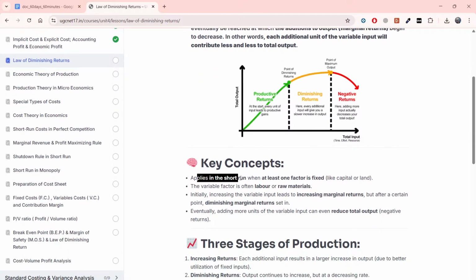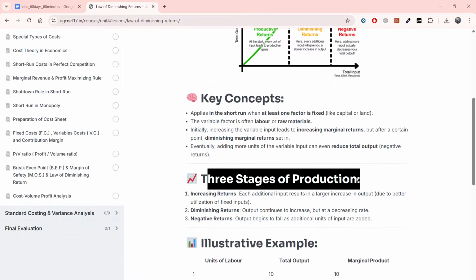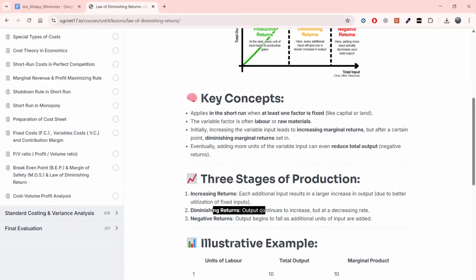Key concept: it applies in the short run when at least one factor is fixed, like capital or land. The variable factor is often labor or raw materials. Initially, increasing the variable input leads to increasing marginal returns, but after a certain point diminishing marginal returns set in. Eventually, adding more units of the variable input can even reduce total output. Three stages of production: increasing returns, diminishing returns, negative returns.